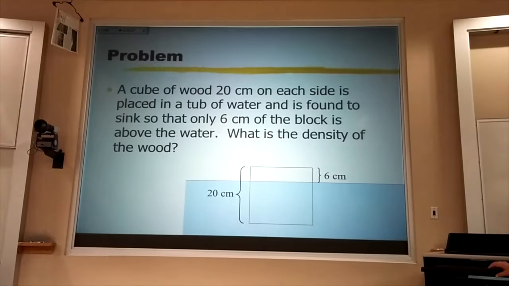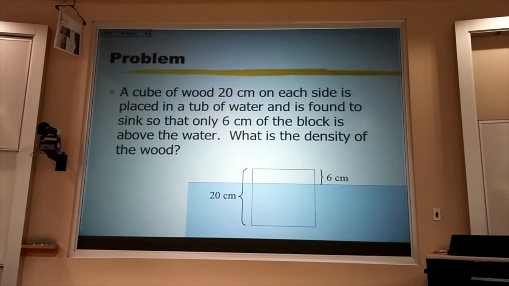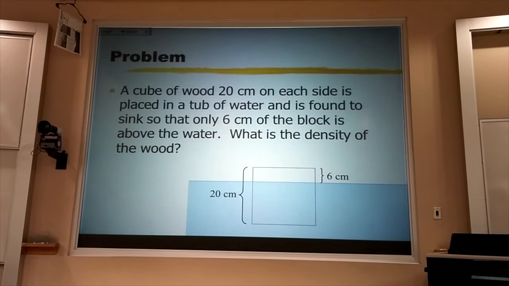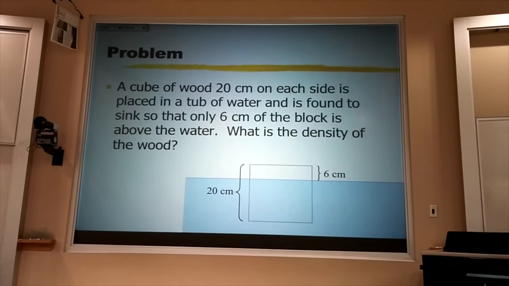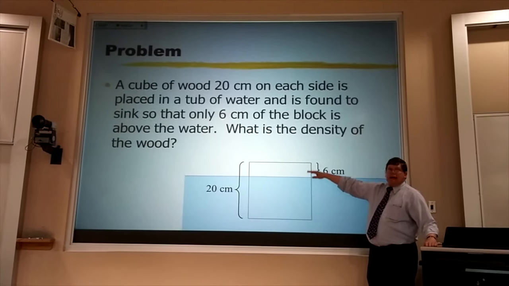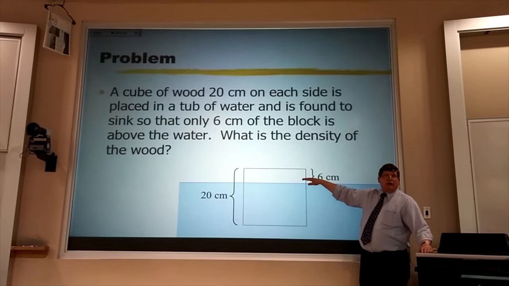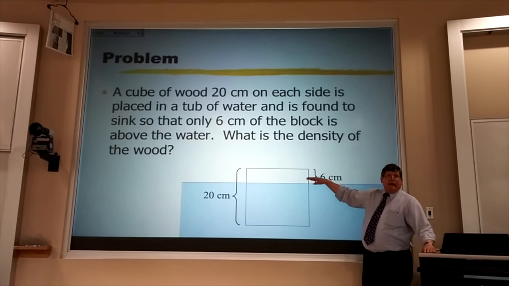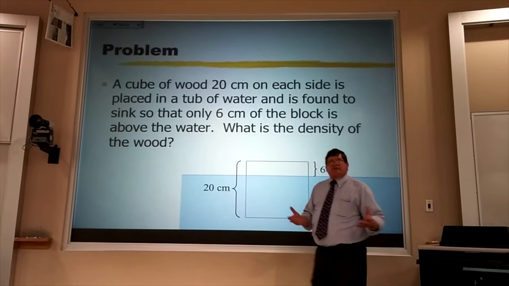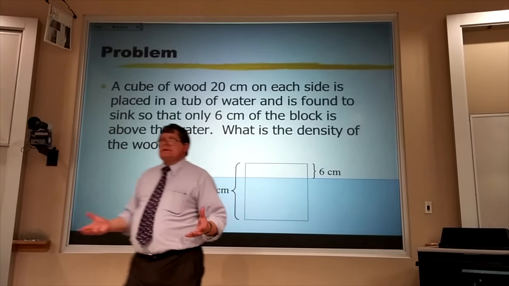Well, let me prove that. If I have a block of wood 20 centimeters on a square, and I put it in water, suppose that it floats with 70% submerged, 14 centimeters, and 30% on top. If what I say is true, this block of wood should have a density that's 70% that of water. Well, let's see.